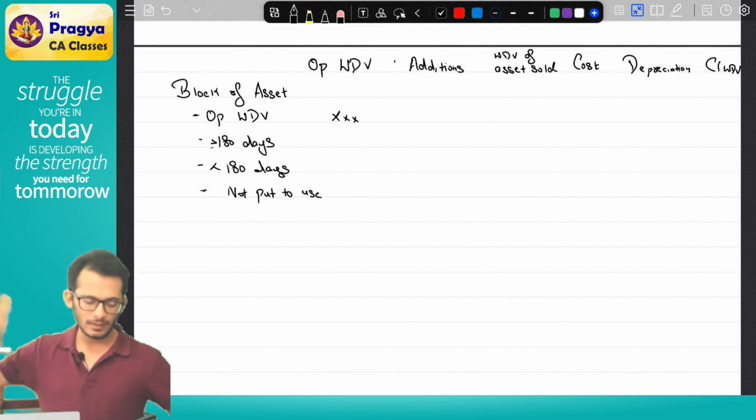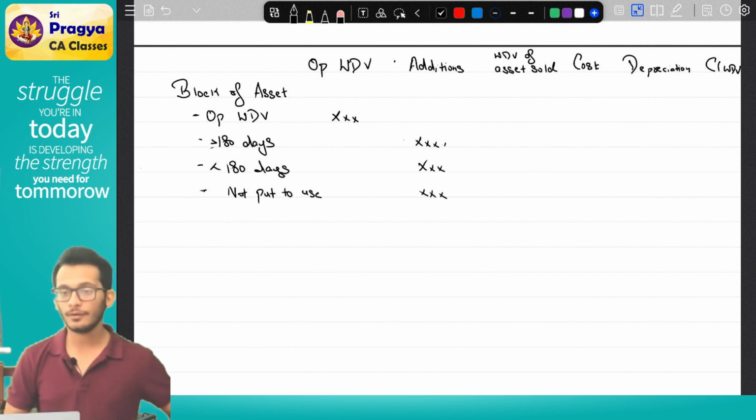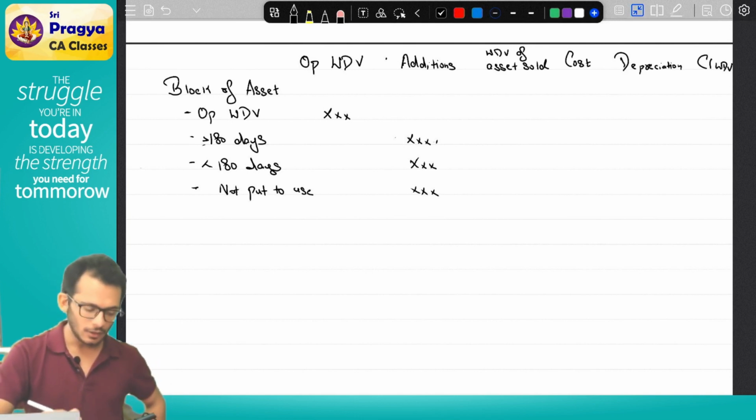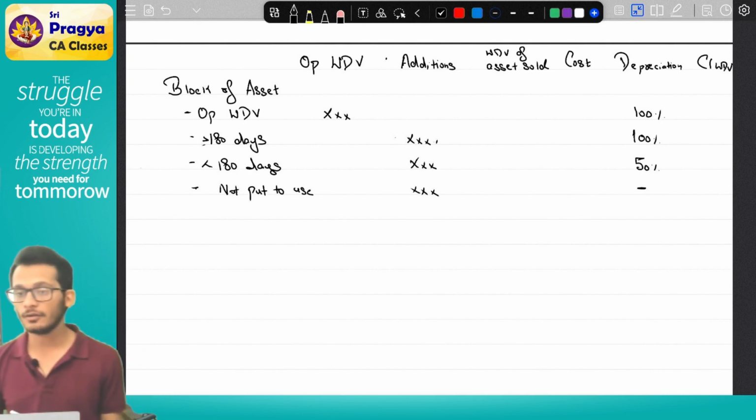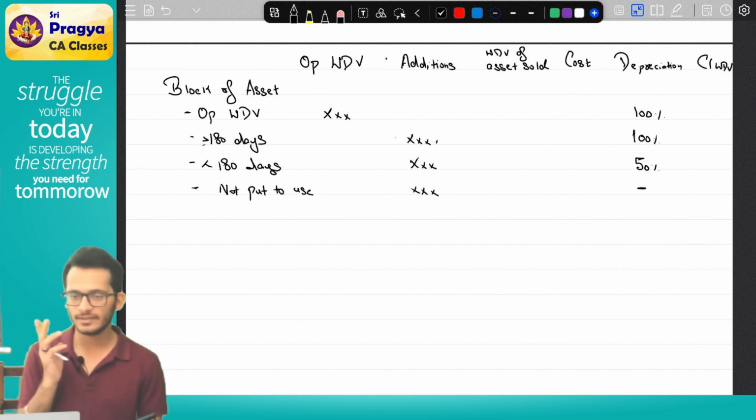Yes or no? Next, additions. Will the opening WDV row have additions? No. It will be part of more than 180, less than 180, not put to use. Yes or no? Yes. I am holding the balance part. Coming to depreciation. On the more than 180, you will claim 100%. On the less than 180, you will claim 50%. On the not put to use, you will claim no depreciation. On opening WDV, you will claim 100%. Yes or no? This is what your format is in accounts. I'm going to follow the same format. I'm going to make some changes.